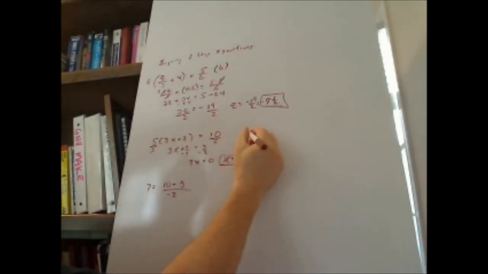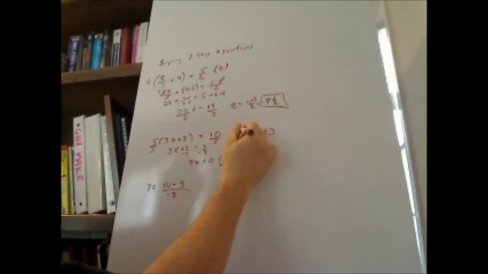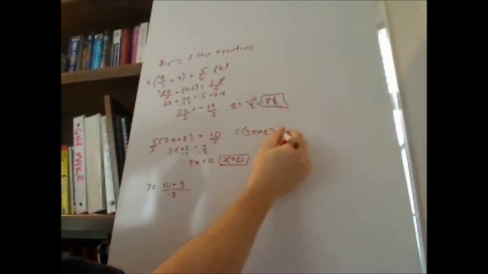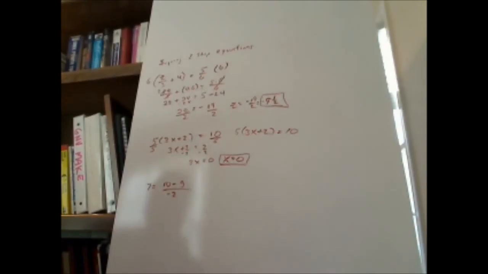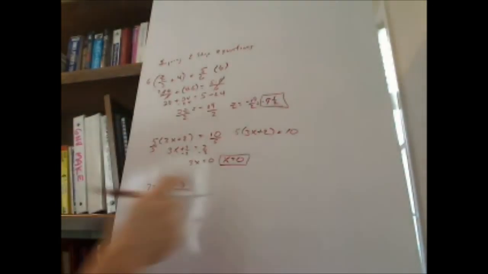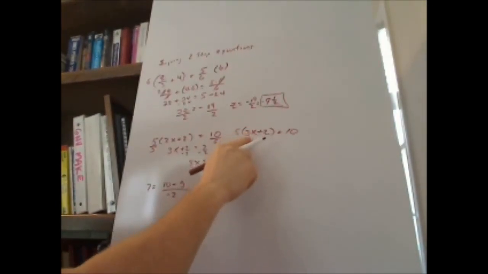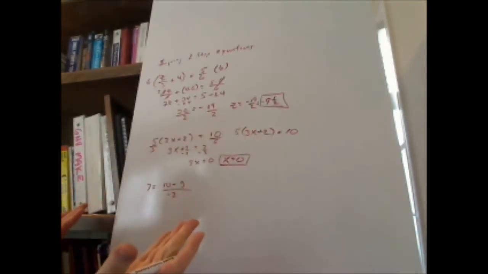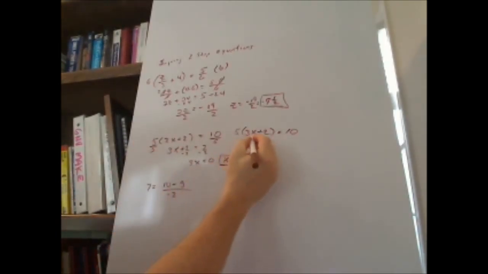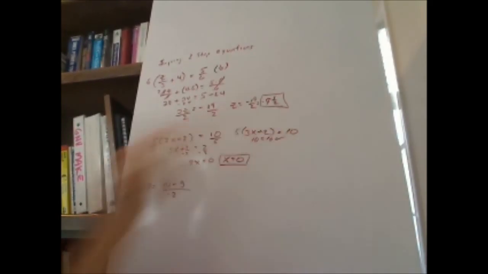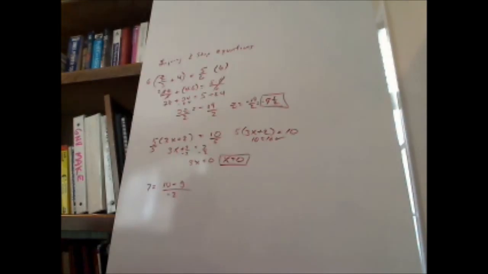The original equation was 3x plus 2 times 5 equals 10. That's the original equation. Well, if x is 0, stick x as 0 here. 3x becomes 0, right? Gone. So it's 5 times 2 is 10. 10 equal to 10? Yeah, that works.